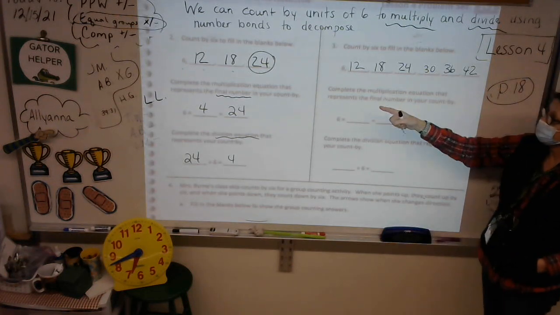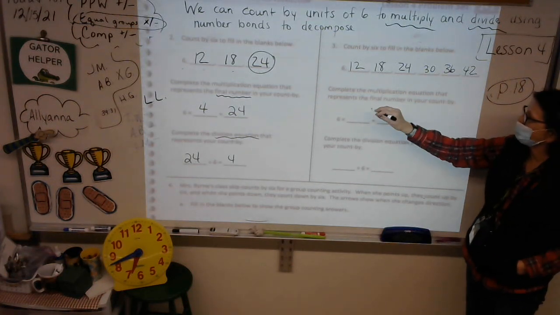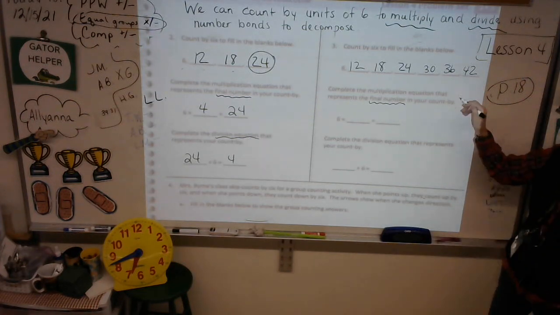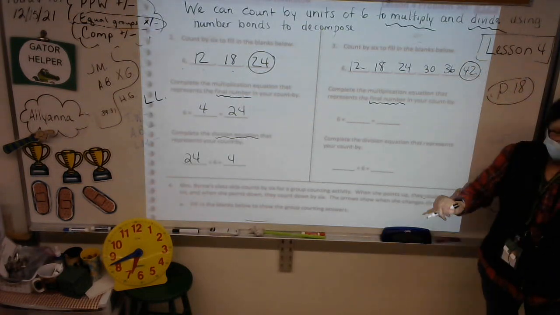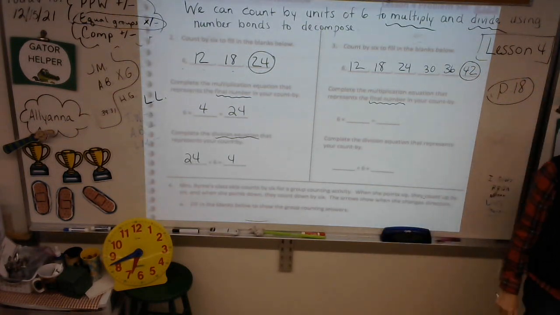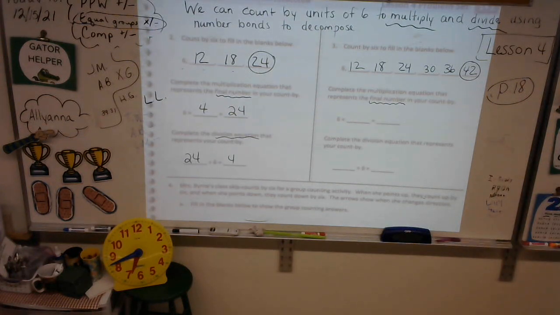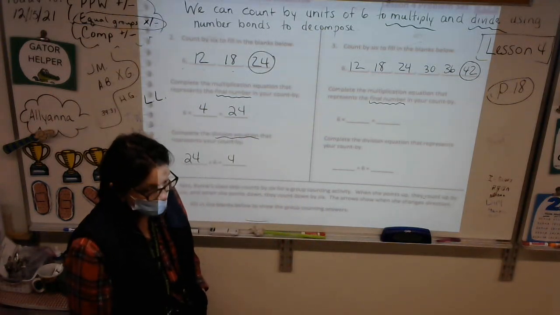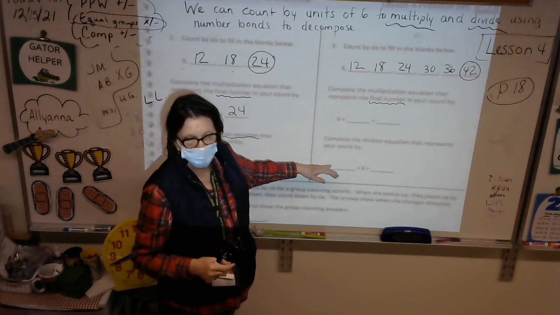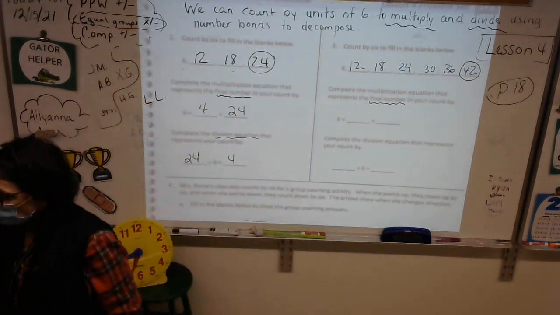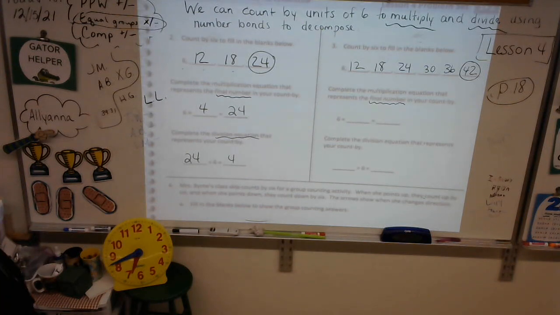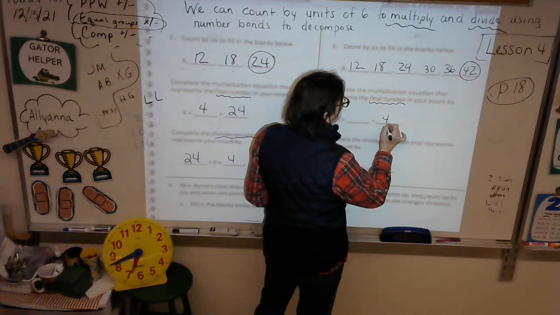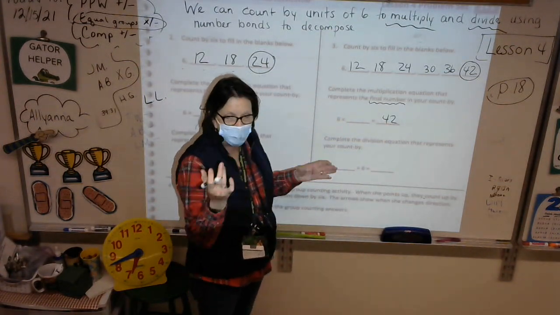Very good. Now it says complete the multiplication equation that represents the final number in your count by. Well, what's the final number in our count by? Let's circle it, shall we? That's the final number in our count by. Go ahead and write a multiplication sentence for that. And then go ahead and write the division sentence that goes with it. Well, we know our answer is 42, right? We've got to decide how many 6s we counted. So what do we do, boys and girls?